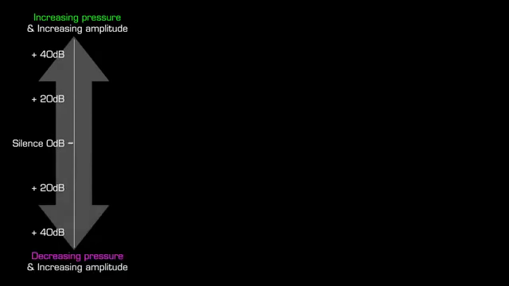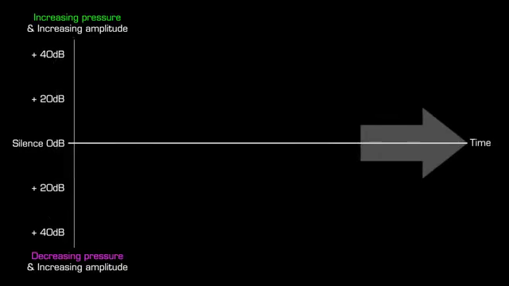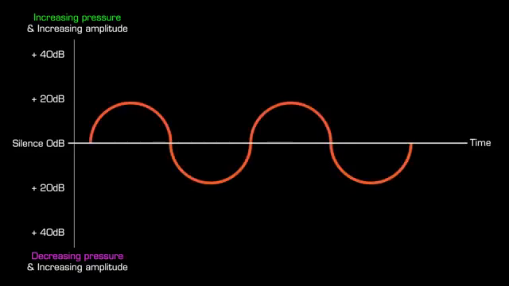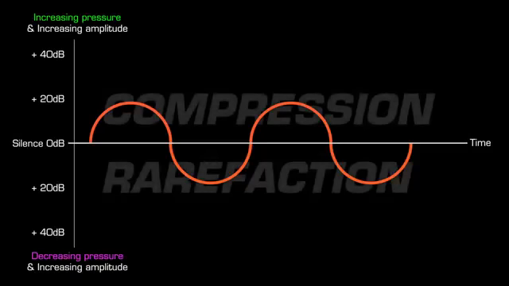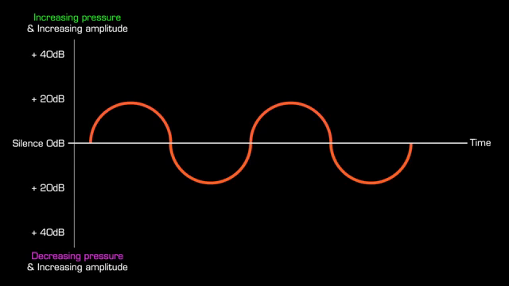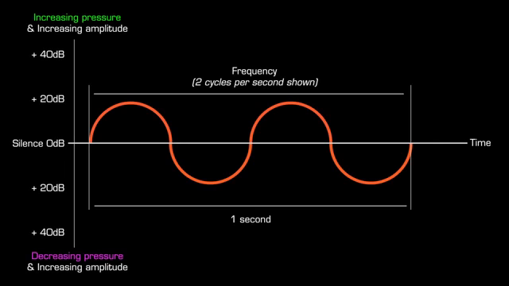Waveform diagrams contain the following elements: a bipolar amplitude axis showing normal air pressure and silence, increasing pressure and increasing amplitude, and decreasing pressure and increasing amplitude. A time axis which can expand and contract to show any duration from a few milliseconds to several hours. A curving line which plots the changing pattern of air pressure energy from compression to rarefaction. One or more cycles. Wavelength. And finally, frequency, or the number of cycles per second.